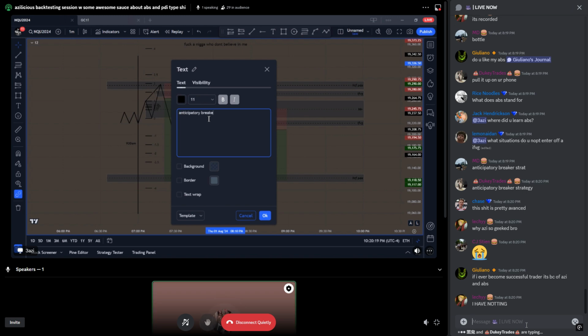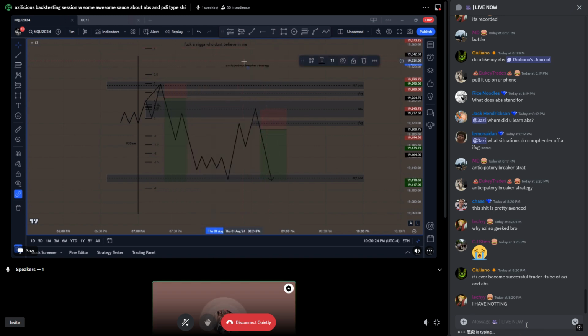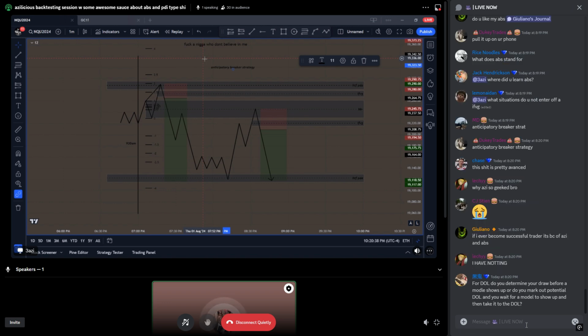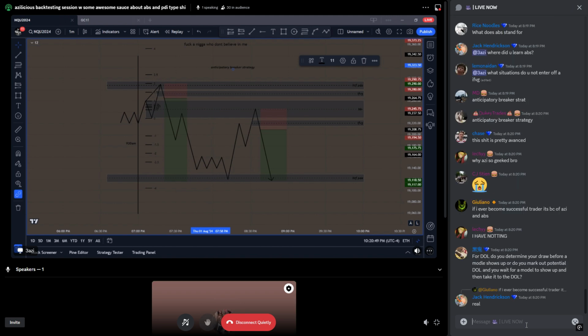Anticipatory breaker strategy. So it stands for anticipatory breaker strategy. The name speaks for itself. You're expecting a breaker block to form, so you enter before the breaker block even forms, so you can maximize those profits, maximize those points you cash, maximize the RR you cash, etc. This is pretty advanced, but it is really worth it, because as you can see, it offers so much RR, ticks to be won, etc.